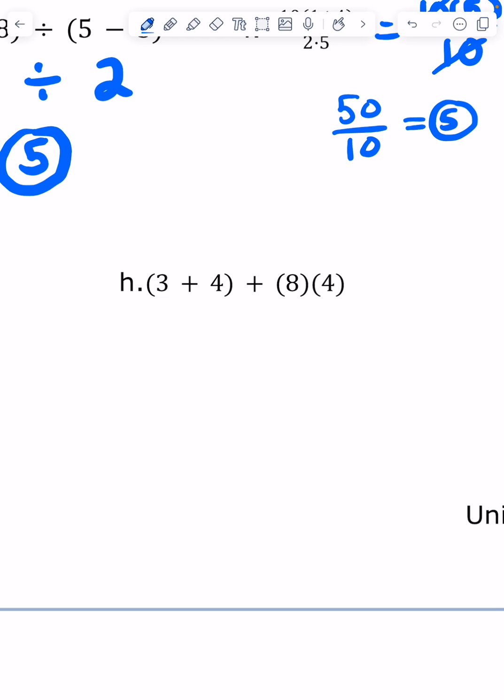And H, we have parentheses 3 plus 4, close parentheses, plus 8 in parentheses times 4 in parentheses. If we do the operation within the first set of parentheses, 3 plus 4 is 7, and then 8 times 4 is 32. It's okay to do those at the same time because they're not affecting each other. And then 7 plus 32 is 39.